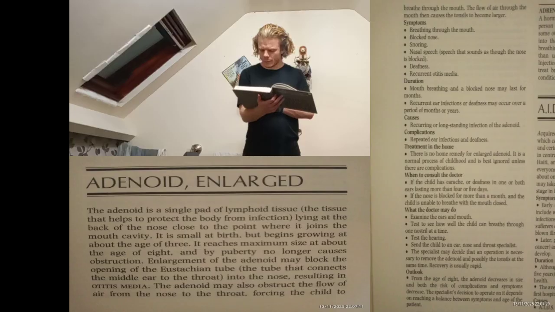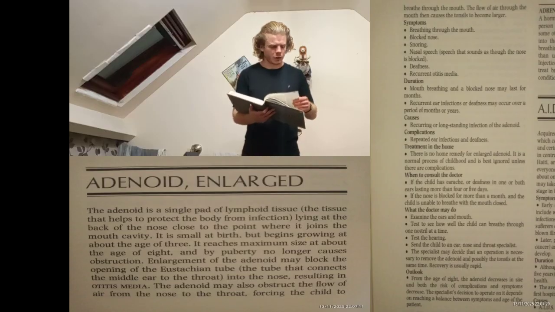Enlargement of the adenoid may block the opening of the eustachian tube, the tube that connects the middle ear to the throat and to the nose, resulting in otitis media. The adenoid may also obstruct the flow of air from the nose to the throat, forcing the child to breathe through the mouth. The flow of air through the mouth can then cause the tonsils to become larger.